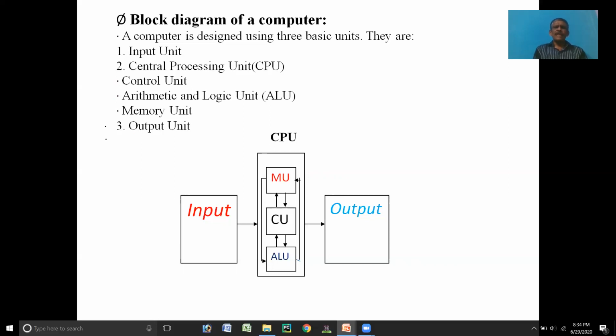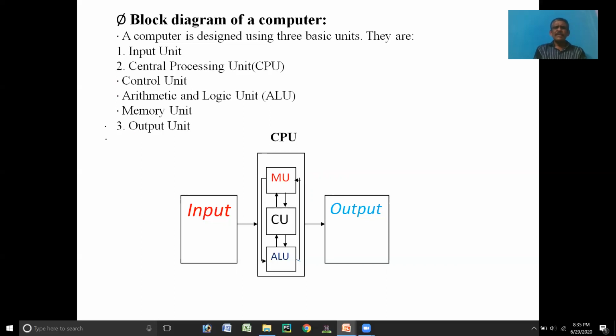As we already know from the definition, the computer involves 3 terms: input, process and output. Here also we are using the same thing. In the block diagram, we need 3 blocks: one for input, one for process and one for output. With the help of these 3 blocks, we are explaining the block diagram of a computer.